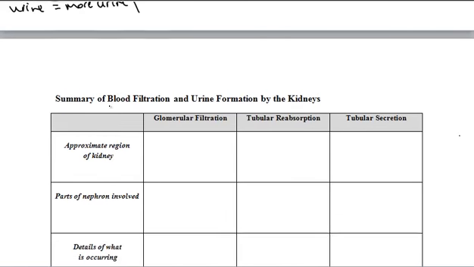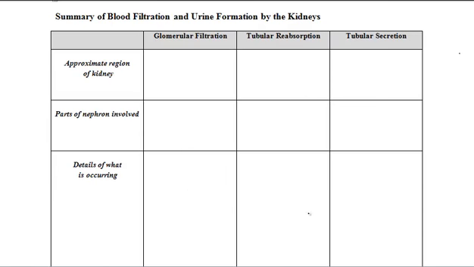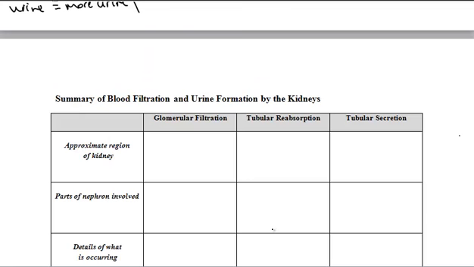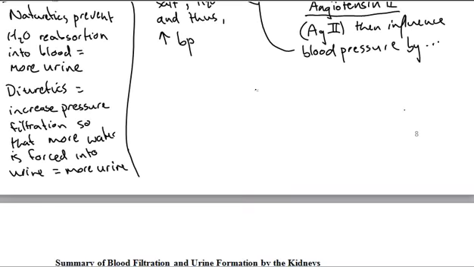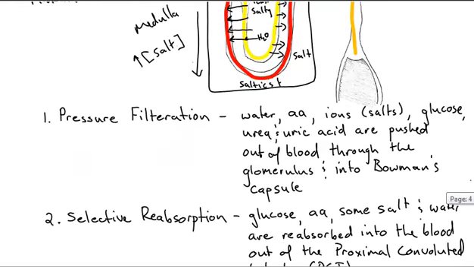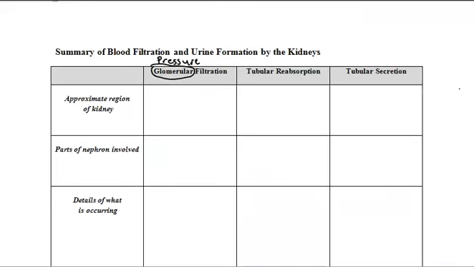Here we have a chart, which is a summary of blood filtration and urine formation in the kidneys. And what we're looking at is trying to explain how the different processes work. So just to clarify here, glomerular filtration, depending on what you're reading and on your notes, is also called pressure filtration. Tubular reabsorption is what I've simply called reabsorption, so selective reabsorption. They are the same. And tubular secretion, and this is the one that I don't like, is the same as tubular excretion.